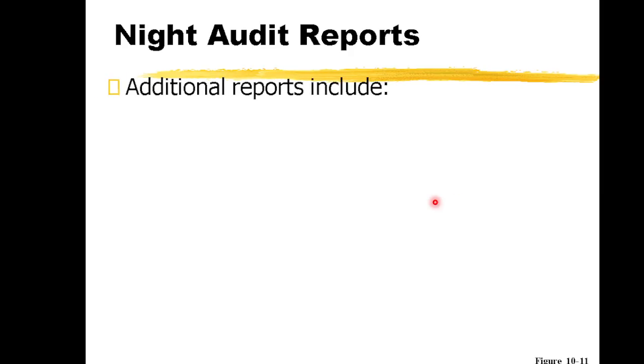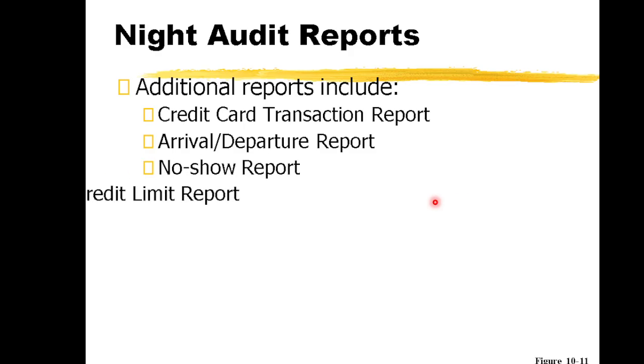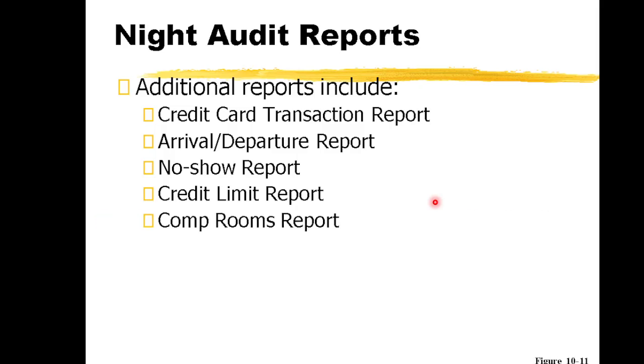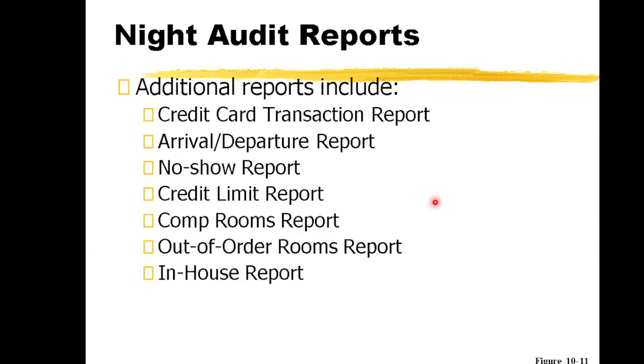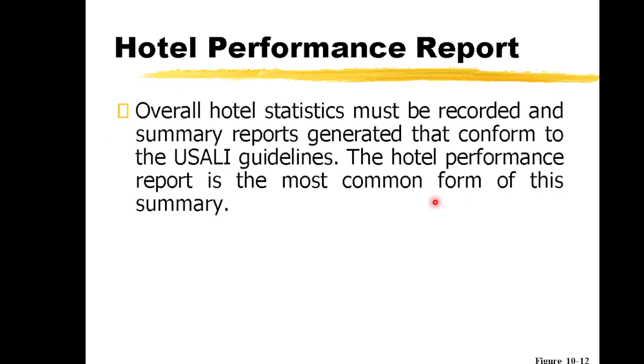Okay, so the night audit reports include the credit card transaction report, arrival and departure report, the no-show report, and then the credit limit report. Also, the complimentary rooms report, then the out of order rooms report, then the in-house report, and then the message report. For overall hotel performance, the statistics must be recorded and summary reports generated that conform to the USALI guidelines.